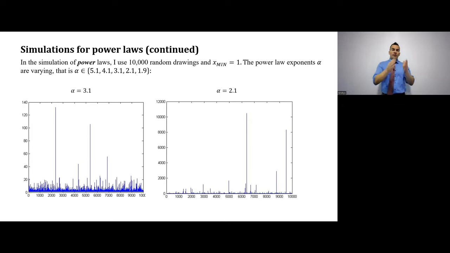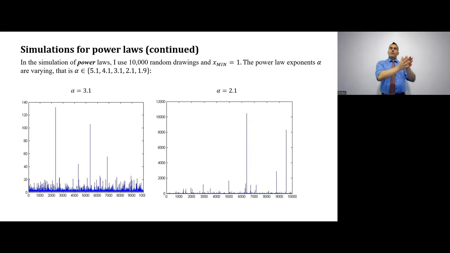As we move from a power exponent of 3.1 to 2.1, this pattern is even accelerated. We cannot even see anymore the majority of observations between 1 and 2. The graph does not show this anymore, because it is all overshadowed by a couple of extreme observations, and one of them is roughly between 10 and 11,000. If you compare 120 and roughly 12,000, that's a factor of close to 100. So we see it's even more accelerated.